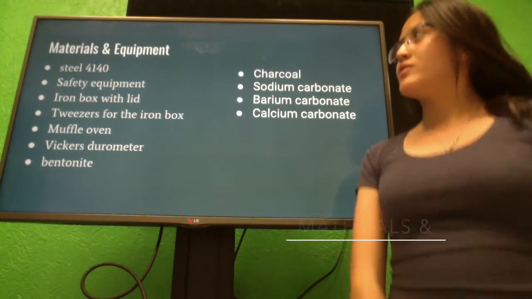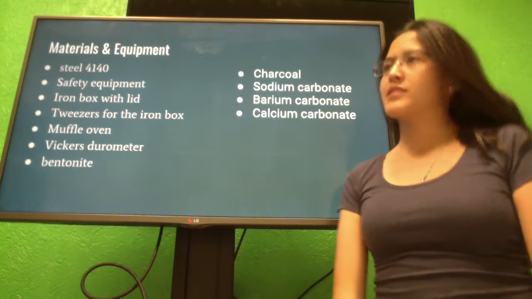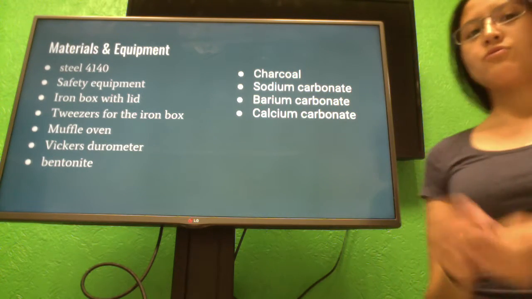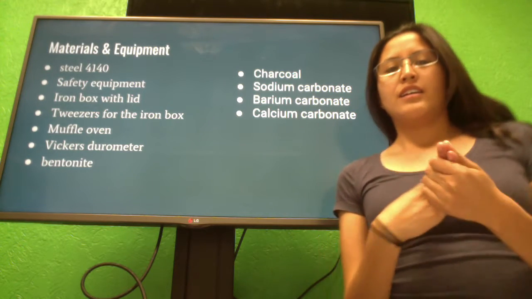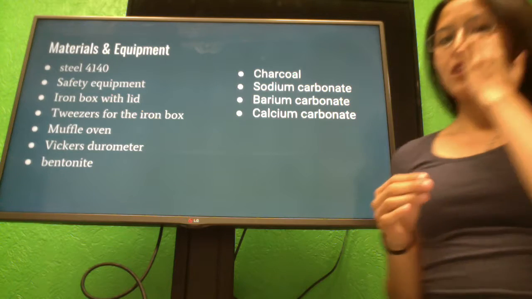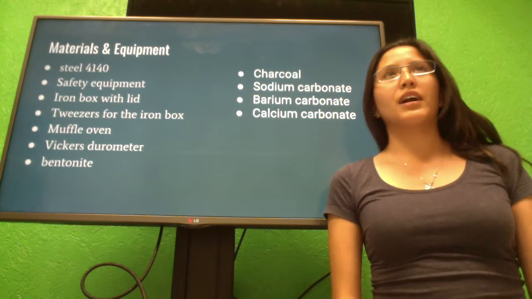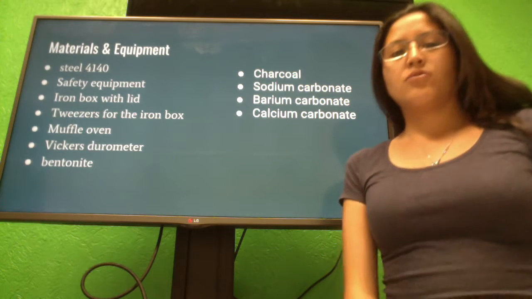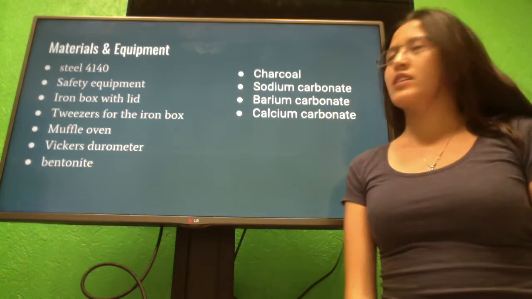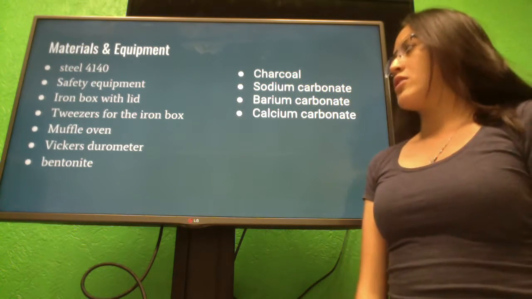For this practice, we used a 4140 steel. For the cementation, we use safety equipment for high temperatures. Also, we need an iron box with a lid that was closed with bentonite, and inside it was a mix of charcoal, sodium, barium, and calcium carbonate, and tweezers for the iron box and muffle. And after, we used all the metallographic materials and the Vickers durometer.